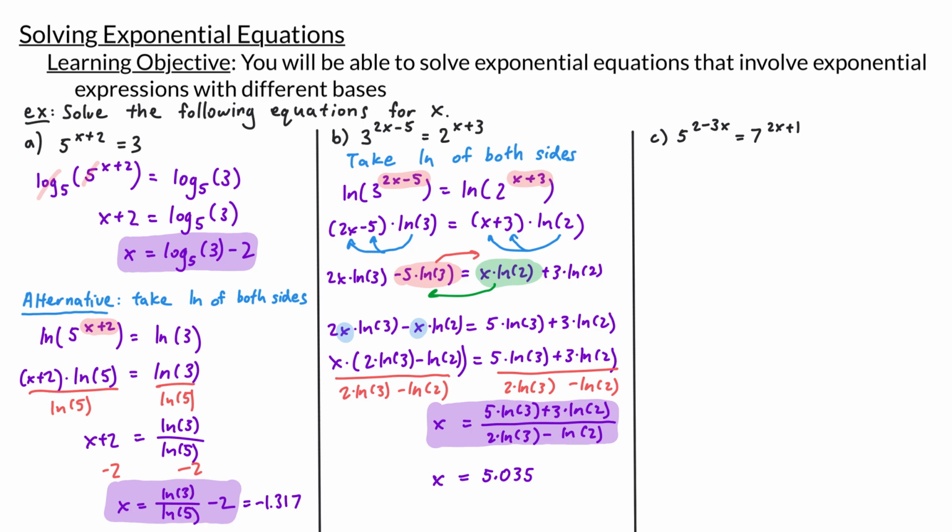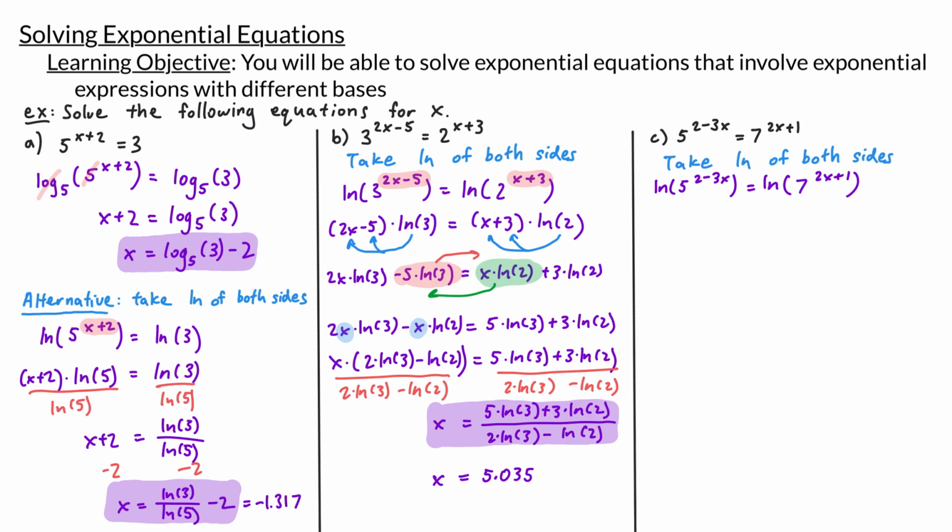In example C, we have 5 to the power of 2 minus 3x equals 7 to the power of 2x plus 1. Again, we'll start by taking the natural log of both sides. This is going to give us ln of 5 to the power of 2 minus 3x equals ln of 7 to the power of 2x plus 1.